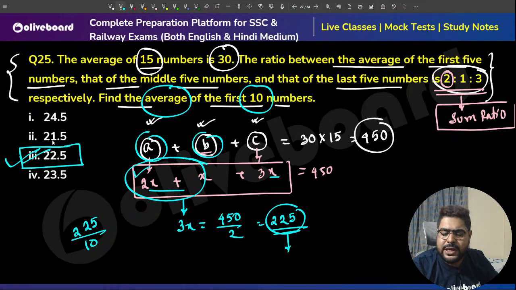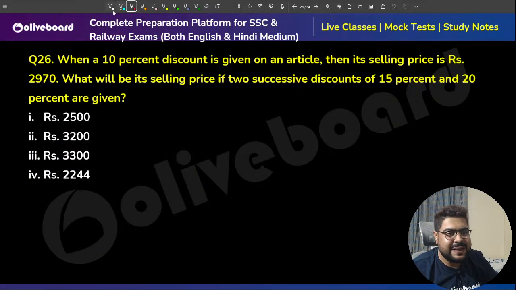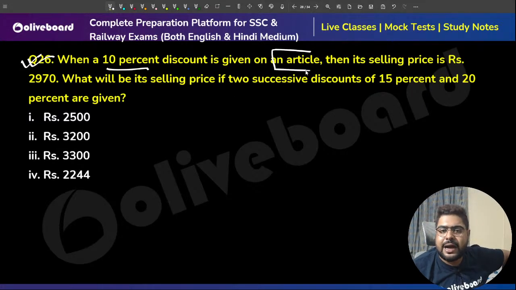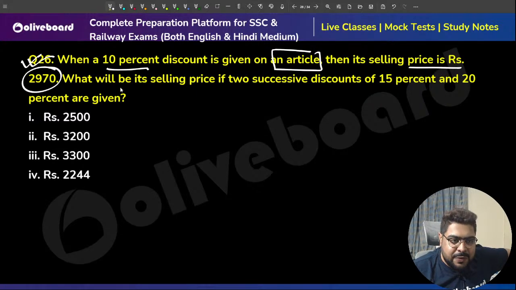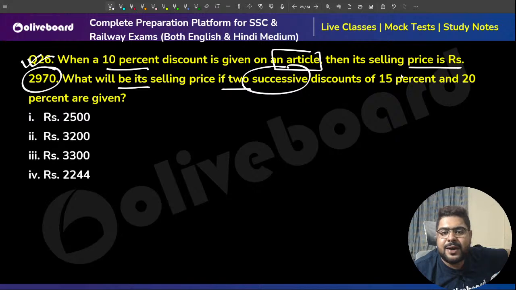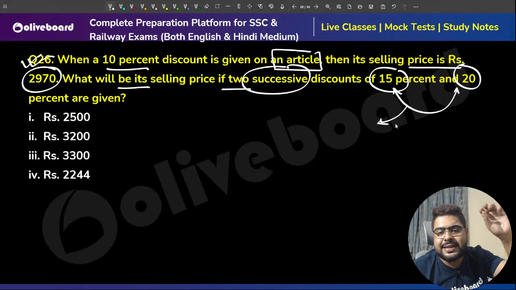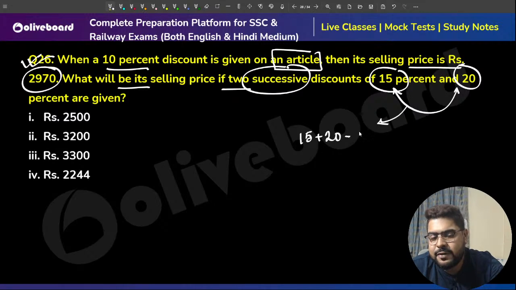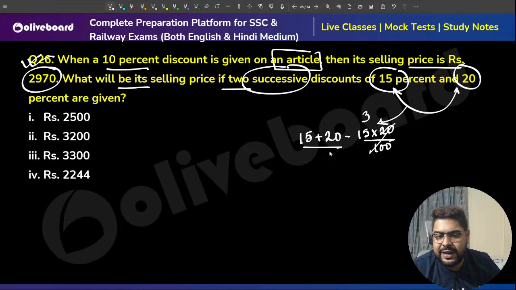The simplest way to approach this question. Sir, next one. When a 10% discount is given on an article, then its selling price is this. But what will be the selling price if 2 successive discounts of 15 and 20 are given? So find the total discount, the resultant discount, using the AB theorem. So it will be 15 plus 20 minus 15 into 20 by 100. That is 3, so 35 minus 3, 32%.